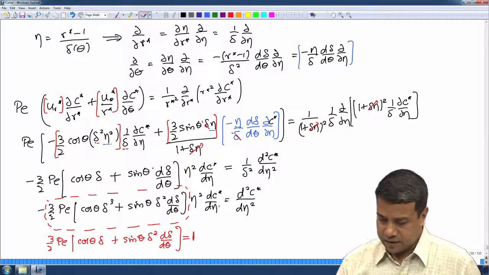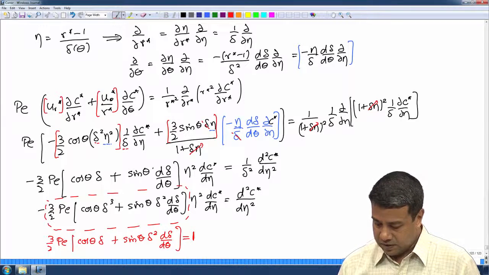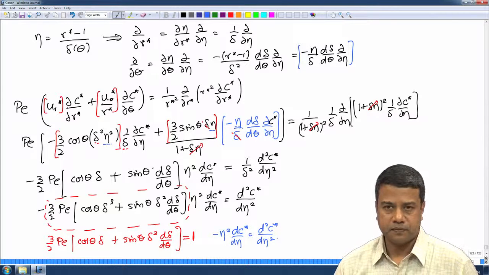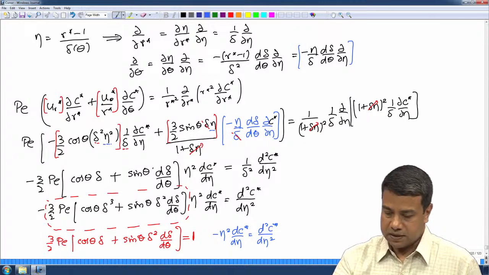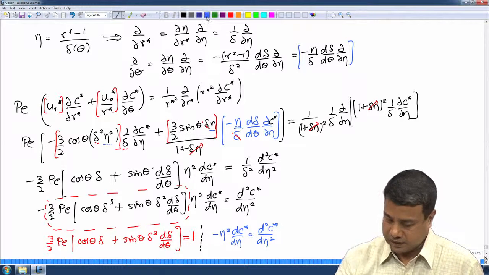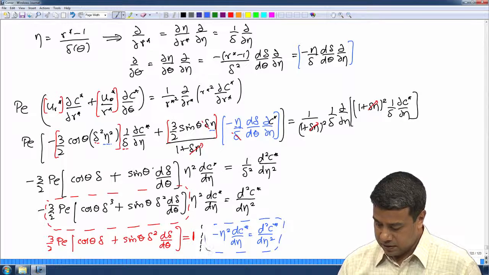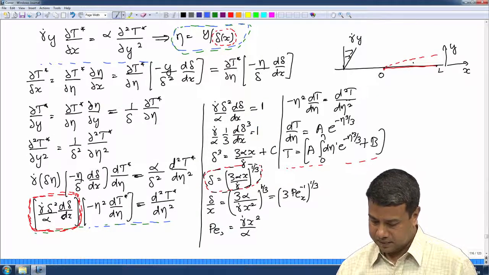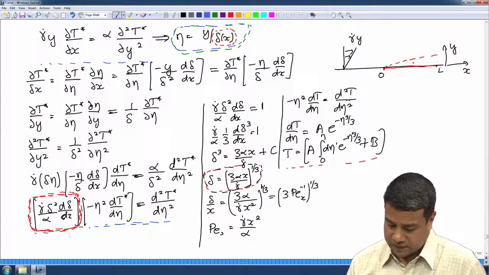The second equation is the equation for the concentration field in terms of eta, and that is minus eta square dc by d eta is equal to d square c by d eta square. So, these are the two equations that have to be solved. Notice that this equation for the concentration field is identical to the equation that we had got previously for a flat plate.